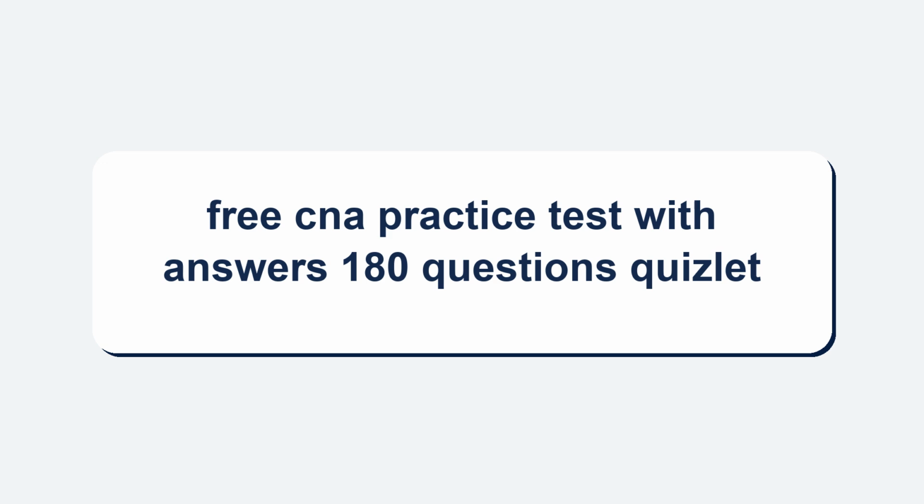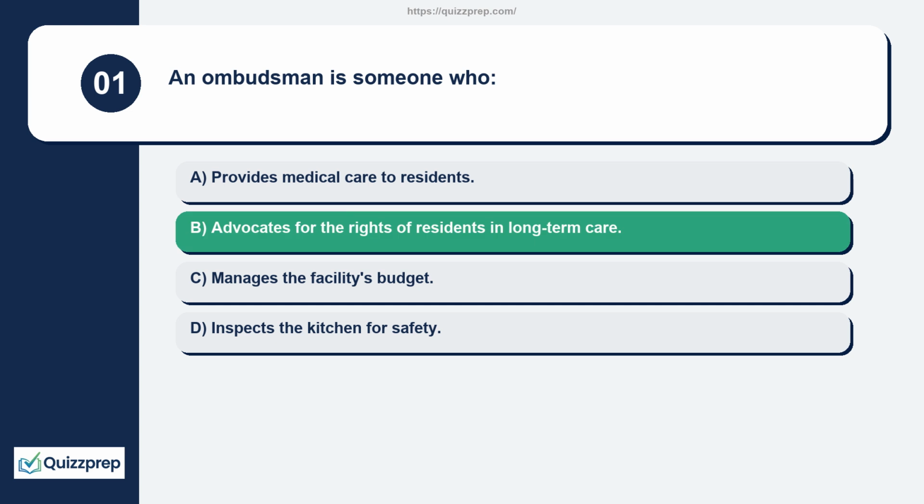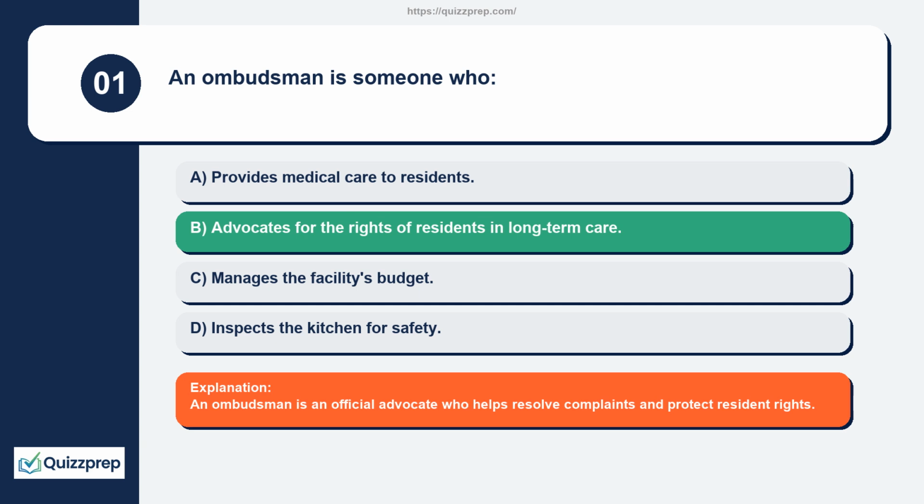Quiz it. Question 1. An ombudsman is someone who provides medical care to residents, advocates for the rights of residents in long-term care, manages the facility's budget, inspects the kitchen for safety. An ombudsman is an official advocate who helps resolve complaints and protect resident rights.